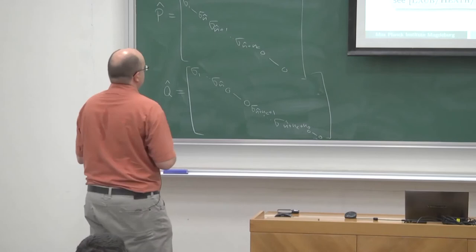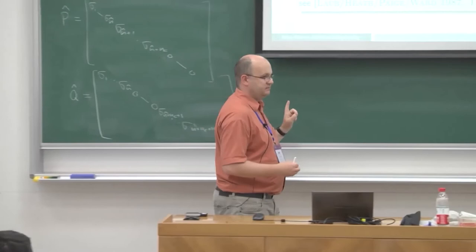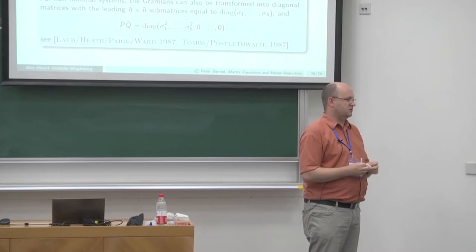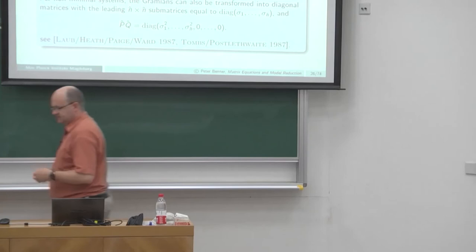The decay, that's another issue. You can construct systems where sigma 1 until sigma n hat are all 1. And then a method based on this will not work, obviously. But systems like that are not easy to approximate.